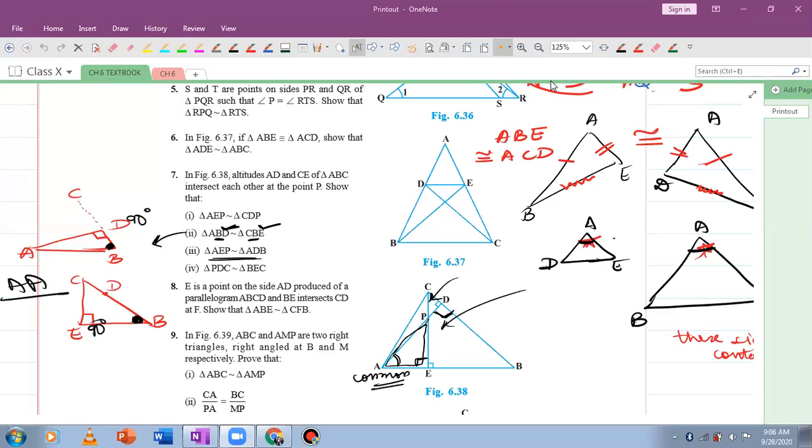Still, if anyone wants the answer, they can just let me know. I will send the answer in the group later.